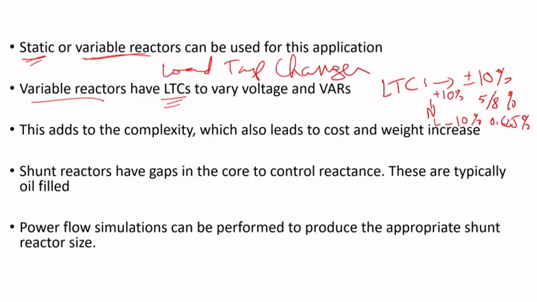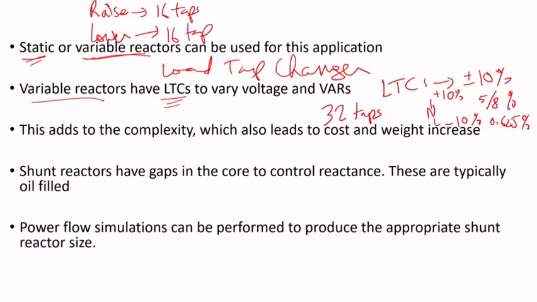So you're going to have 16, typically, again, I say typically because it depends on design. You're going to have 32 taps total: when you are in the raise condition, you're going to have 16 taps, and when you are in the lower condition, you are going to have 16 taps. So you're going to go from tap 1 all the way to tap 16, and at each tap you're going to change the voltage by 0.625%. So tap 1 is 1 times 0.625%.